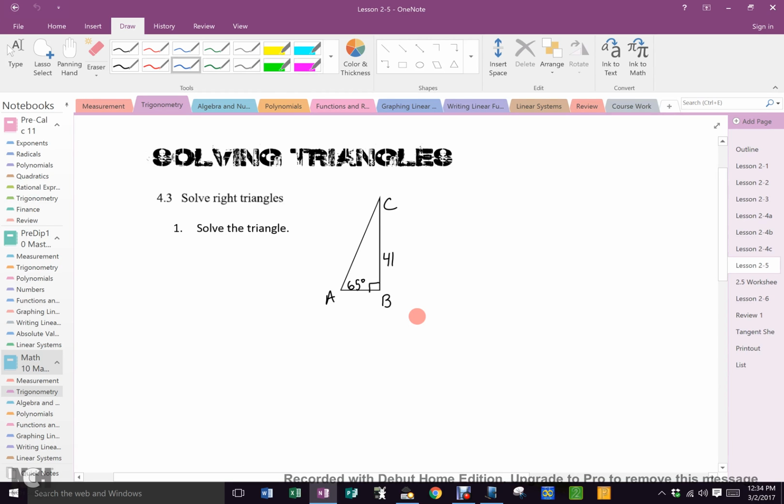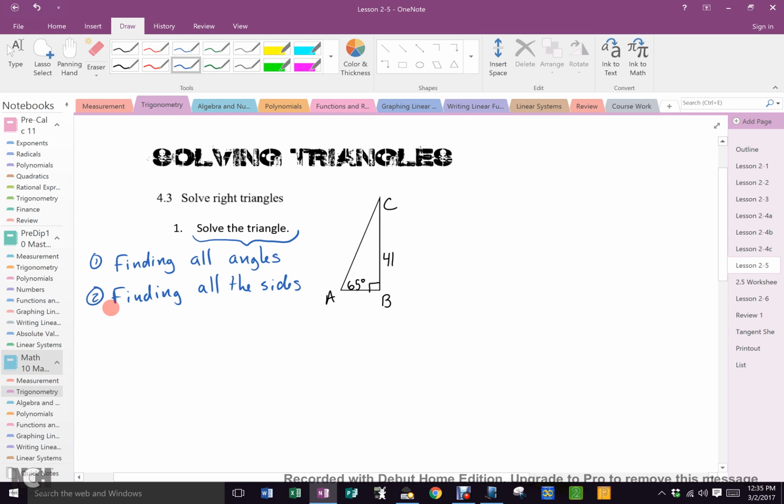We are going to begin with the word solve. Solving a triangle means finding all the angles. It means finding all the sides. Okay? So, step 1, step 2. Wrong word, not step. Objective 1, objective 2.